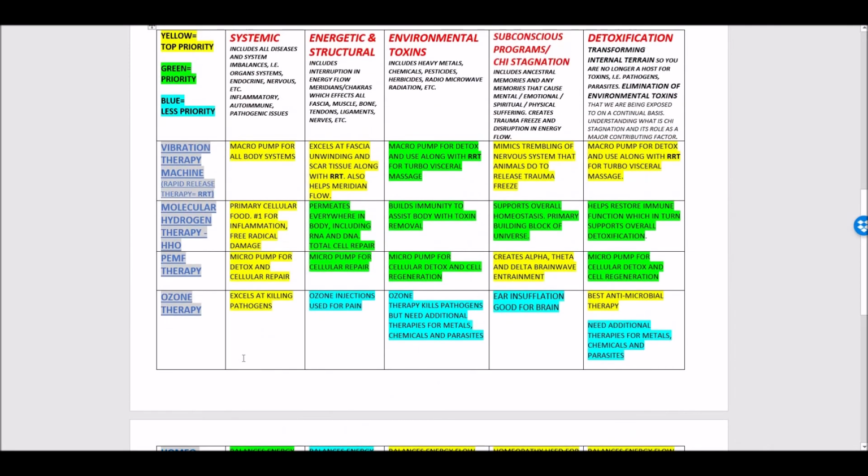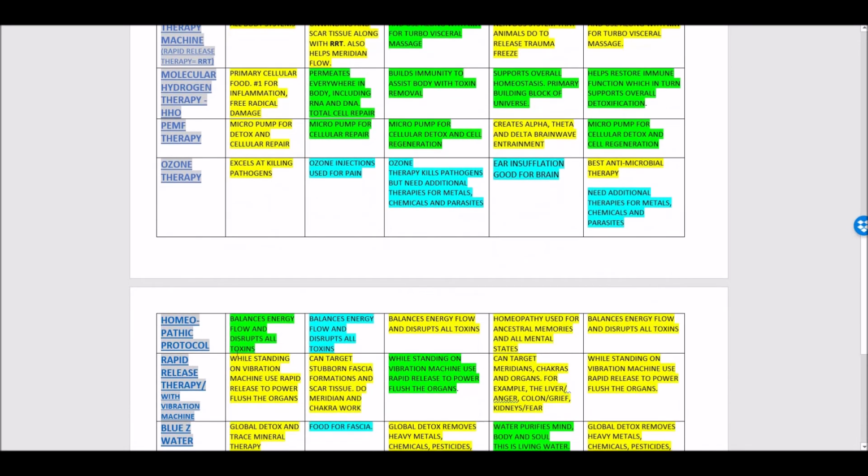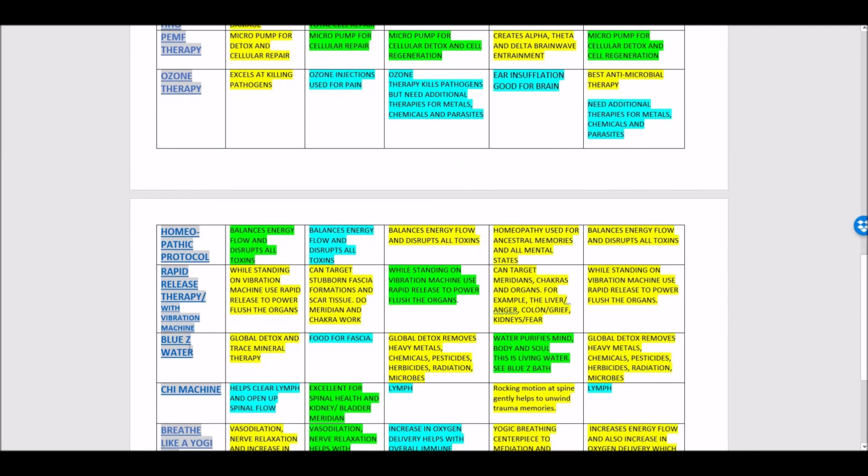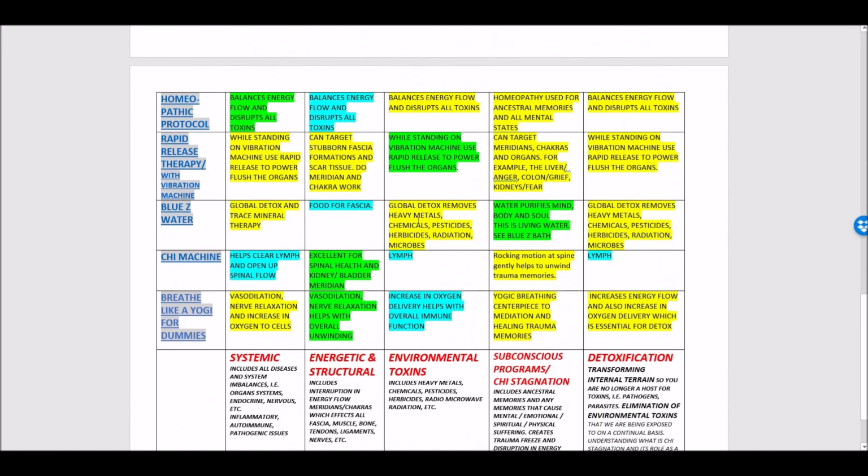When it comes to energetic and structural, Blue Z water is structured water, so it's superior in hydration, so we consider it food for the connective tissue. It'll hydrate that connective tissue better than ordinary water. It is once again amazing in terms of the environmental toxins. It will work globally on all heavy metals, chemicals, pesticides, herbicides, even radiation and microbes.